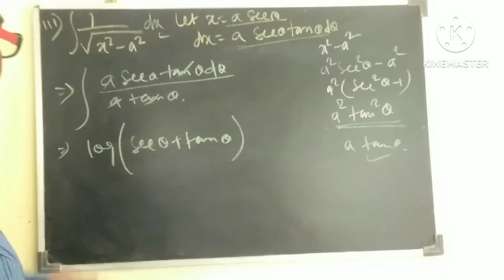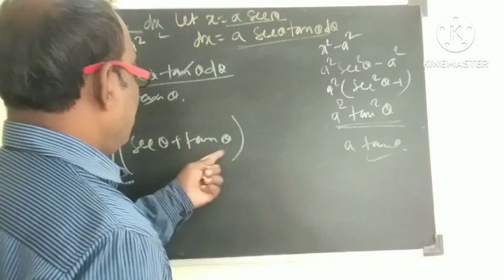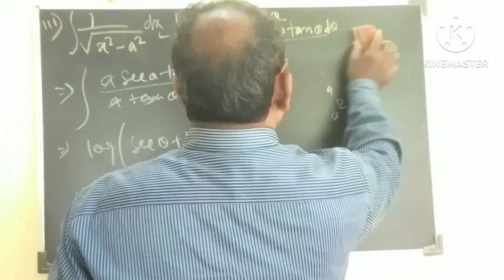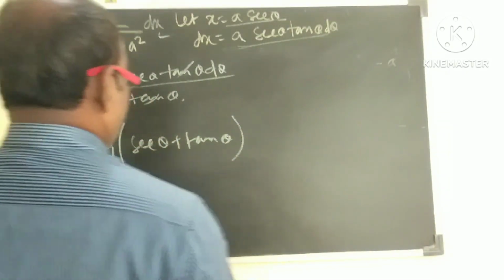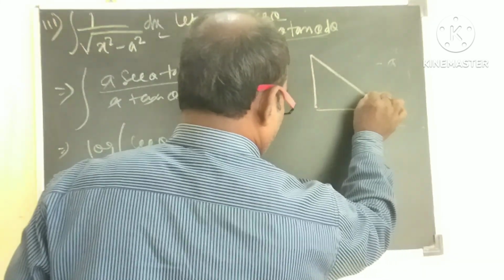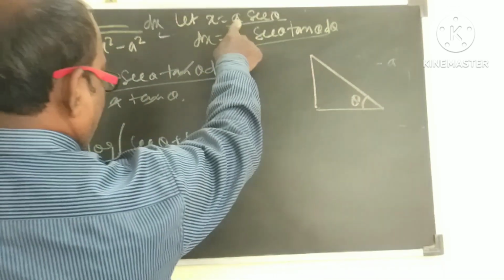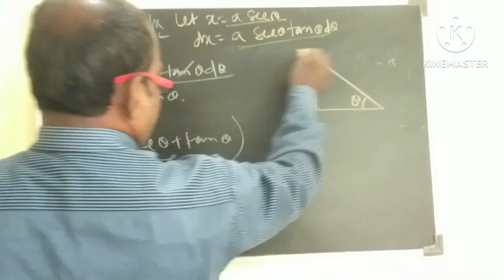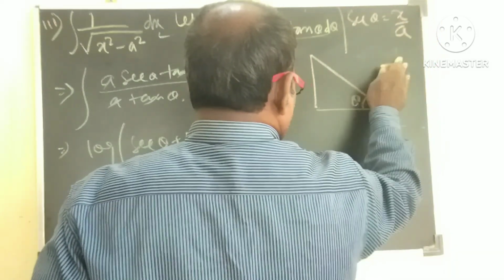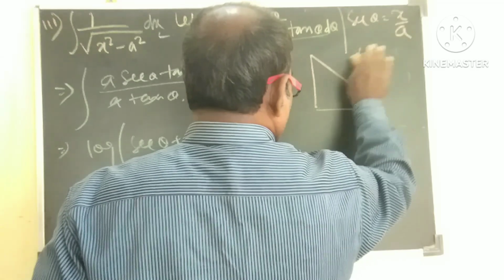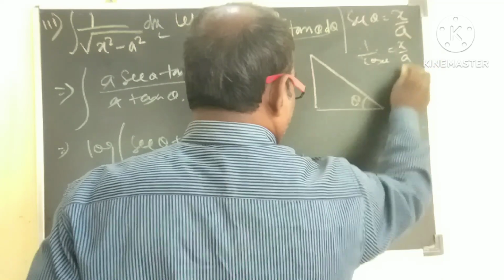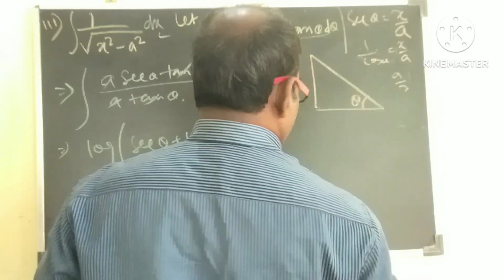Now we will try to find out the value of secant theta plus tan theta when x is equal to a secant theta. So let us make a right angle triangle again. If this is theta, then x equals a secant theta means secant theta is x by a. That means 1 by cos theta is equal to x by a. That means cos theta is equal to a by x.